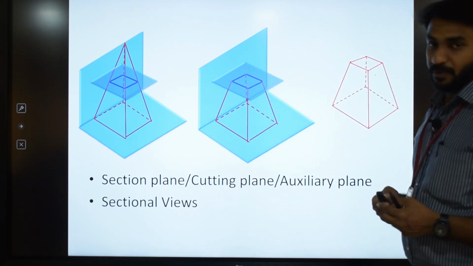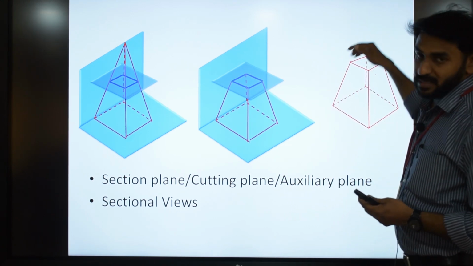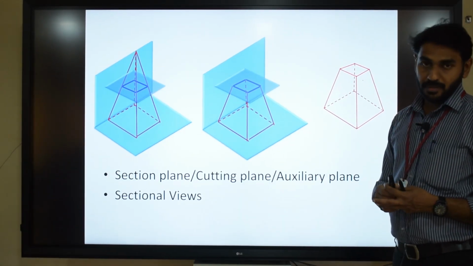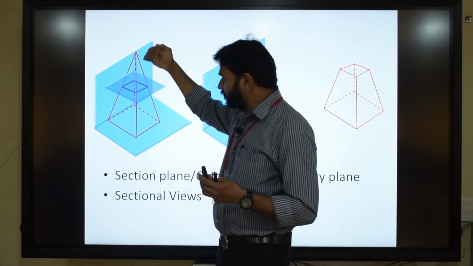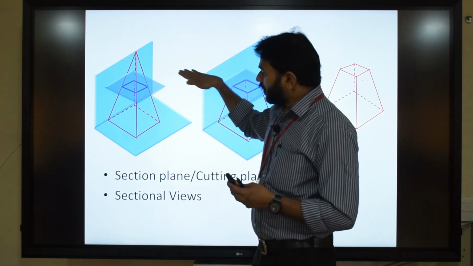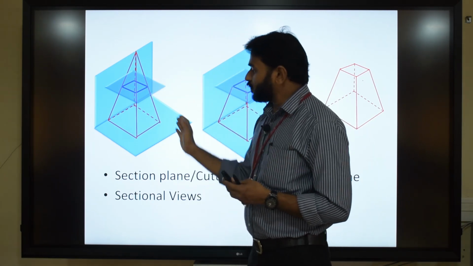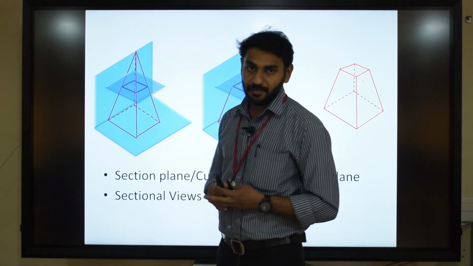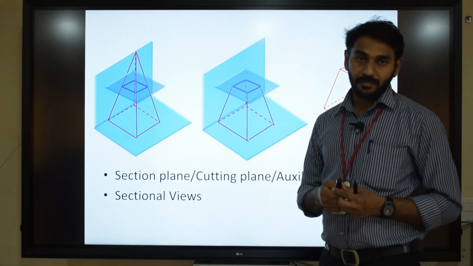Now the next term is sectional views. So if you consider the top view of the object which is cut by the section plane, it is called the sectional top view. Similarly, if you cut the solid using a section plane which is parallel to VP, so in the previous case it was parallel to HP, instead of having a plane which is parallel to HP, if you use a plane which is parallel to VP and perpendicular to HP, you can remove some portion of the square pyramid from the front side. And if you observe the solid from the front side, you can see the sectional front view of the solid.